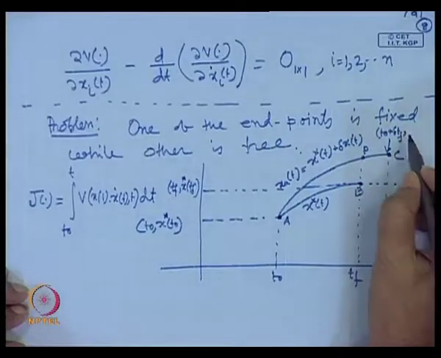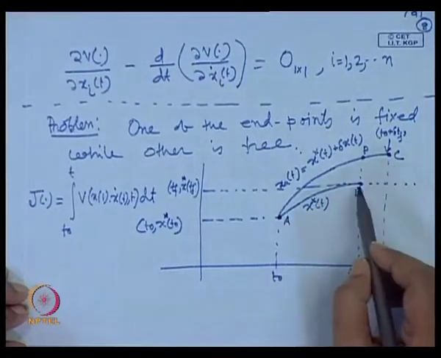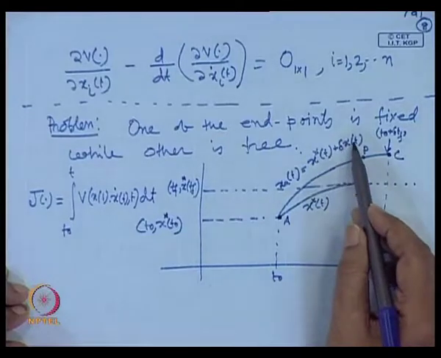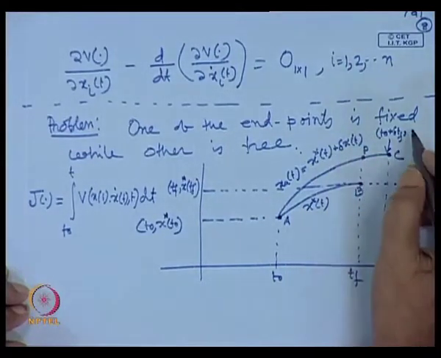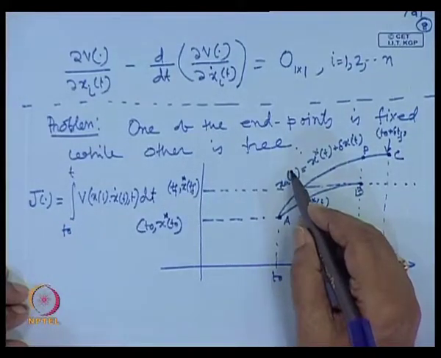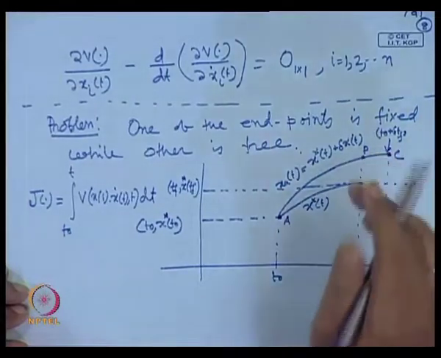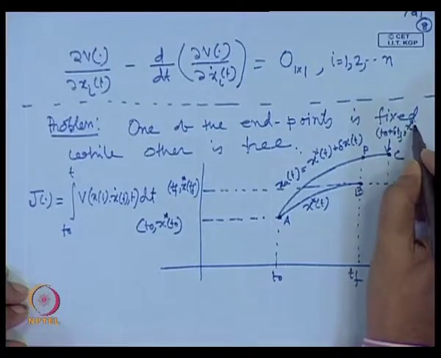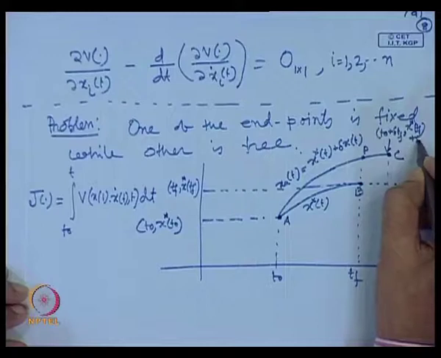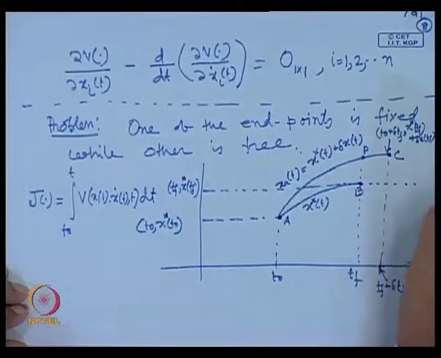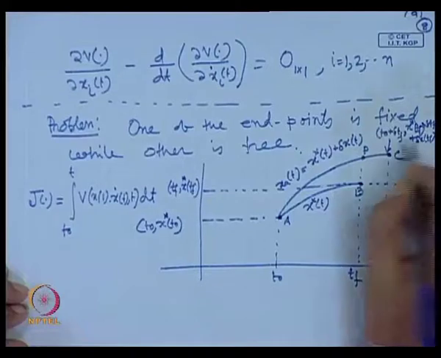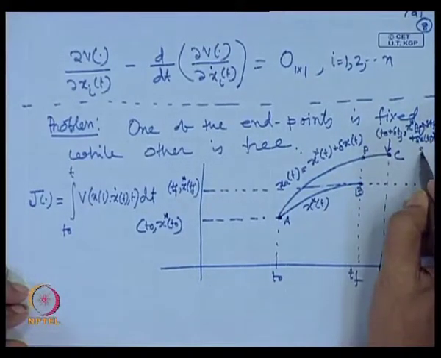And what is this one? That value x(T_f) is equal to x*(T_f) plus delta x(T_f). Or you can write it x(T_f plus delta T_f). What is this coordinate? This is nothing but x*(T_f) plus delta x(T_f). x*(T_f) is what? And x at t equal to T_f plus delta T_f.